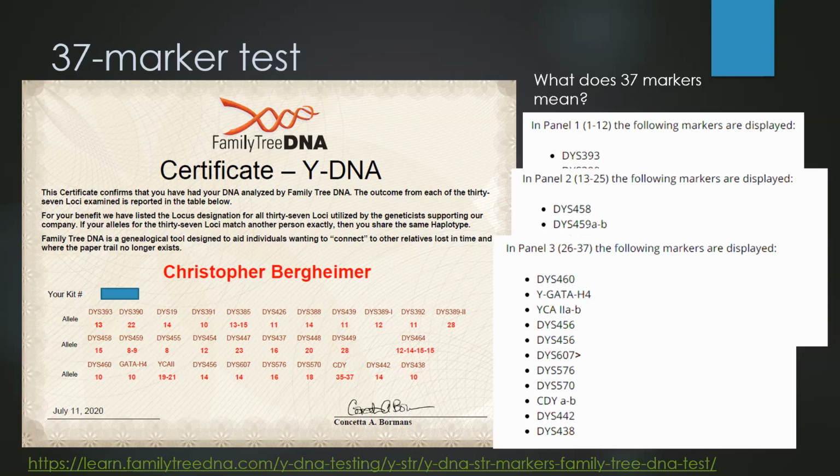Can you see that on the white on the right? So the 1 through 12 is the 12 test. The 25 test includes 1 through 12 and 13 to 25. And then the 37 test includes the 2 prior and then the additional up to 37. So every time you upgrade your test, you get more and more STRs. So the 67 test would include all of these here and the additional.